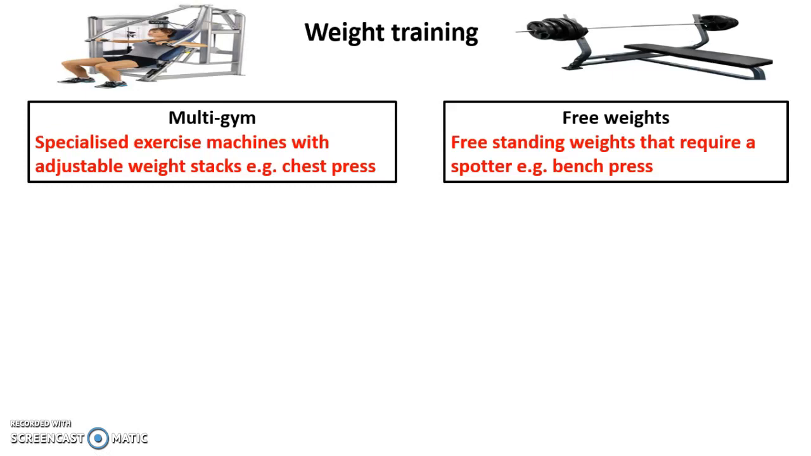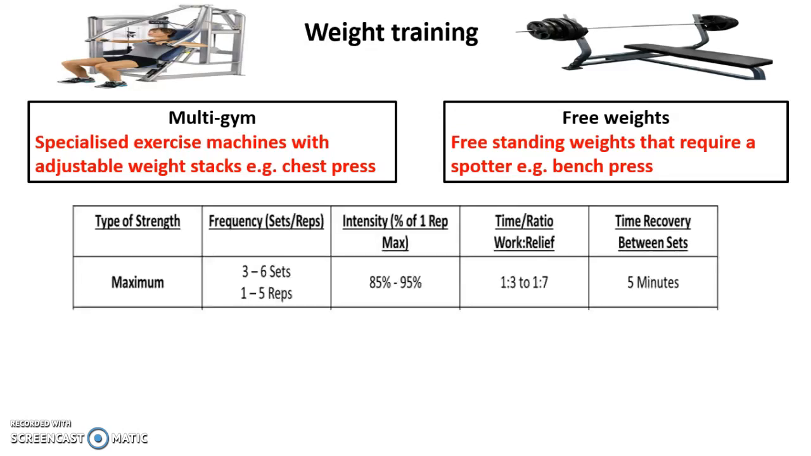So how do we work them out? That's the difference between them: machine, freestanding. The similarity between these two types is that in order to train a certain type of strength, we have to have certain parameters. So we start off with maximum strength, and if you're trying to work maximum strength, make sure you get these parameters across here: frequency, which refers to the sets and reps. The intensity across here is the percentage of the 1 rep max.